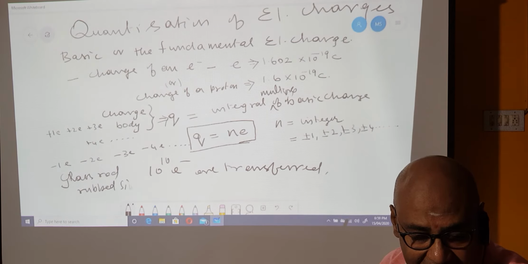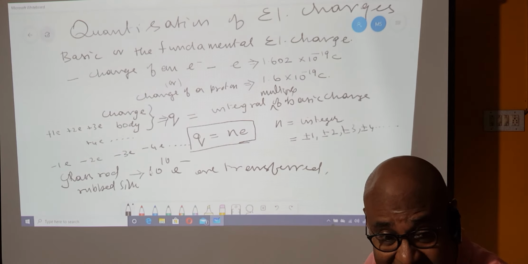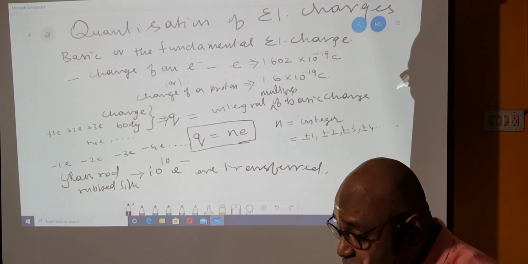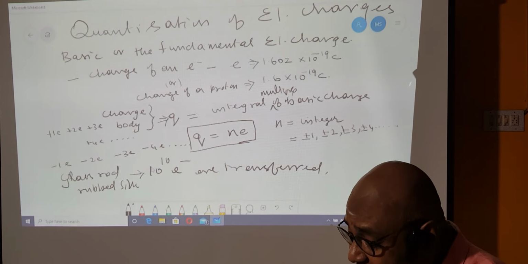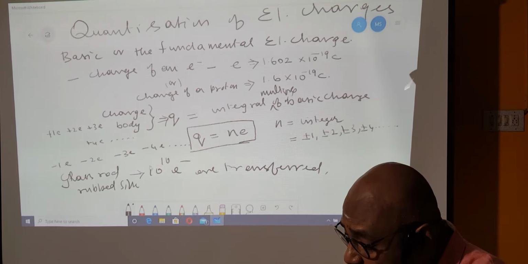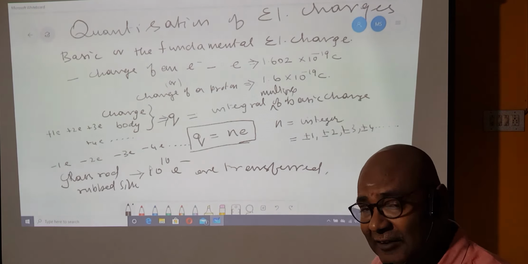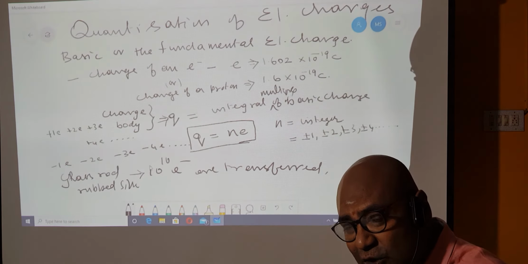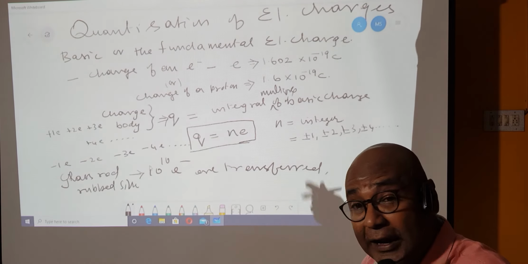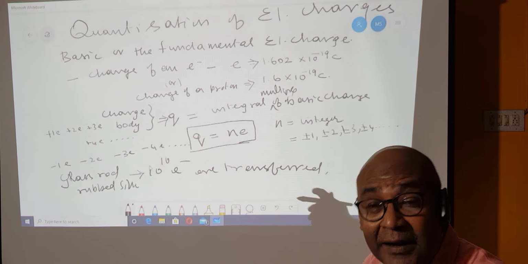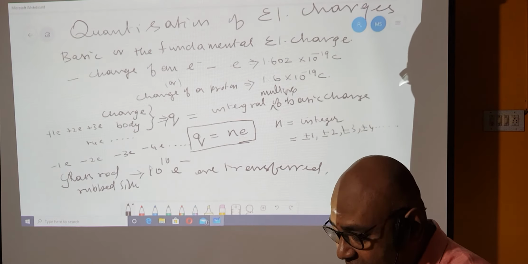When it is rubbed with the silk cloth, the number of electrons transferred from glass rod to silk cloth is considered to be in the order of 10 to the power of 10. So, in this case, the charge quantization is not appreciable at macroscopic level. See, quantization of electrical charges cannot be applied to a large amount. That is, it cannot be applied in macroscopic level. It will be applied only in microscopic level.